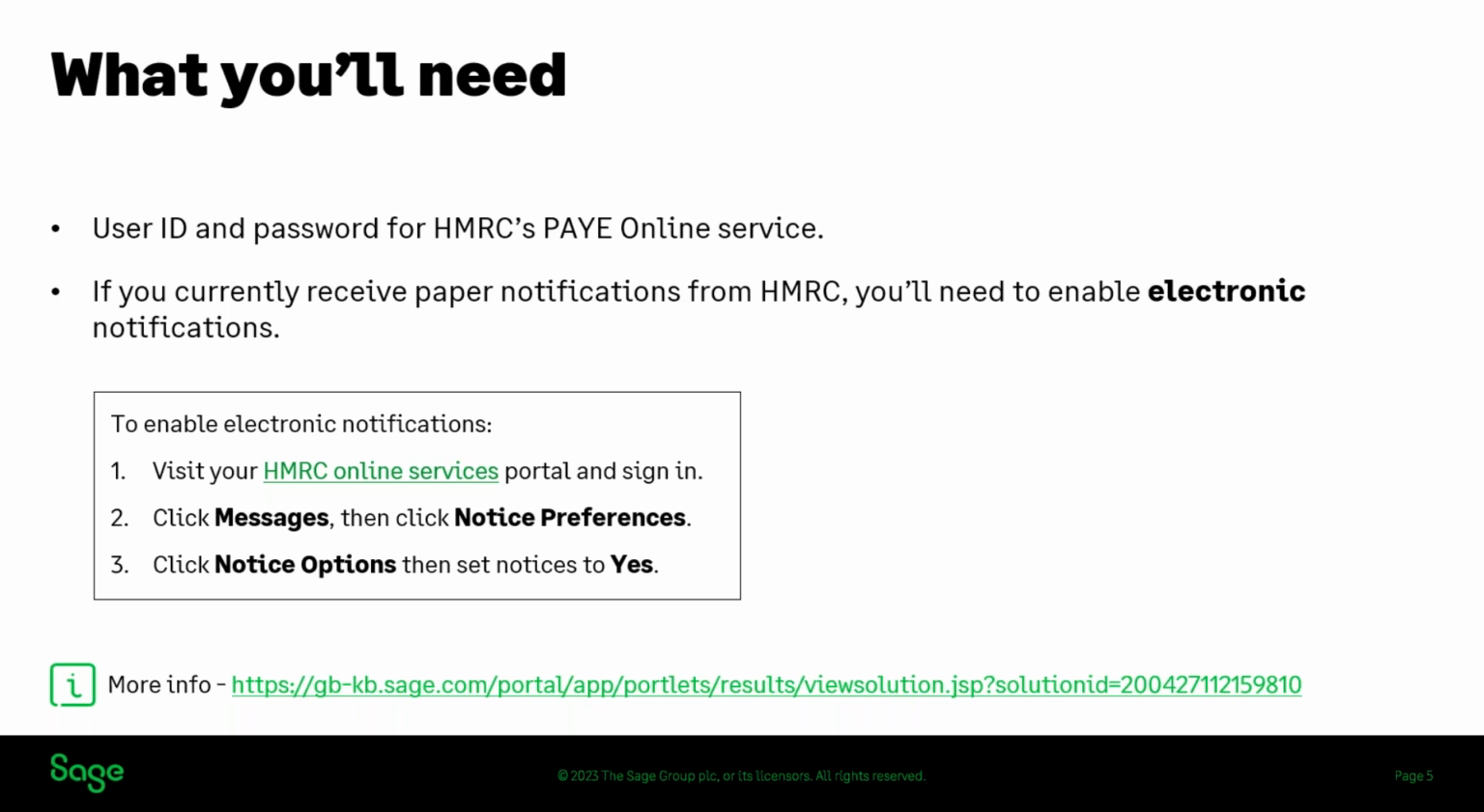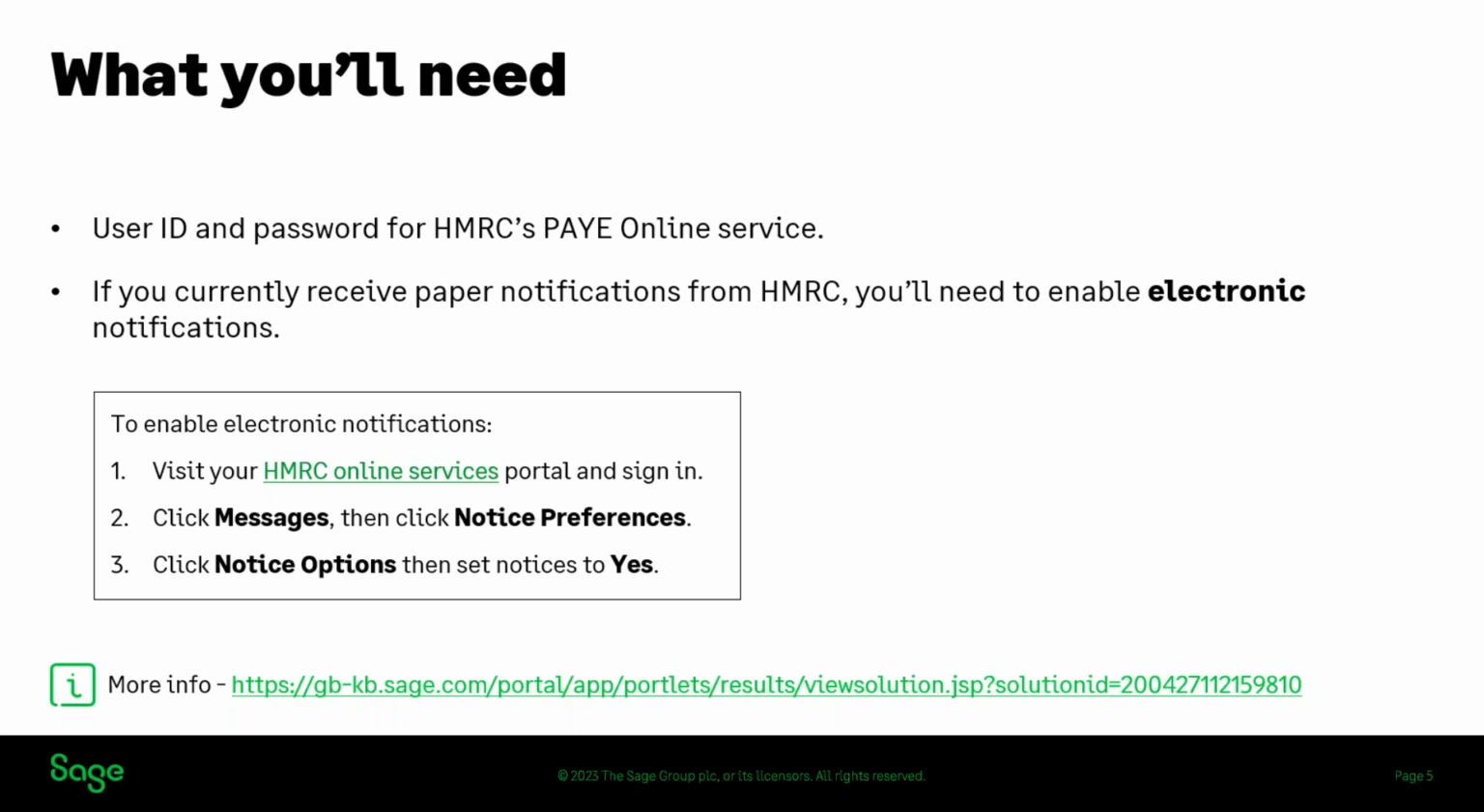So there's some steps on the slide explaining how to do this. Essentially, you need a login to your HMRC online services portal. And once you're in there, you'll need to set your notice preferences to receive notices online. So you can read more about setting up the Secure Mailbox. But before we go into the demo, I do have a quick polling question for you.